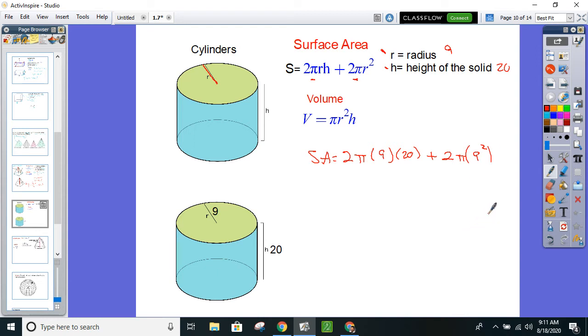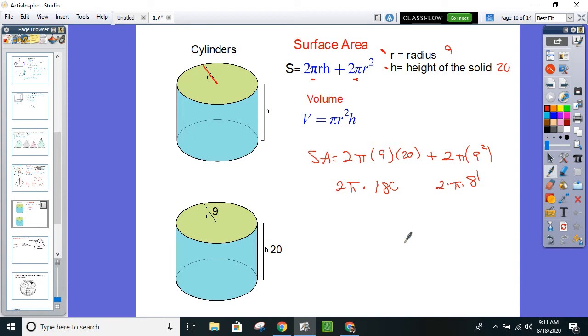So let's work that out. As order of operations says, take care of parentheses, and then exponents. So exponents, 9 squared is 81. So we got 2 times pi times 81. And then 2 times pi times, multiply 9 times 20. 9 times 20 gives us what, y'all? Yeah, 180.